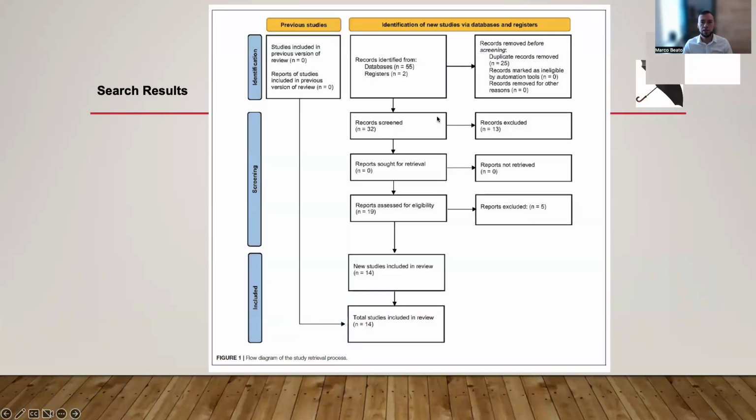In this figure, you can see the flow diagram of the meta-analysis retrieval process followed in this umbrella review. The initial search identified 55 meta-analyses, while 2 additional meta-analyses were found through a secondary search. Subsequently, 25 duplicate records were removed, and 13 meta-analyses were excluded based on their title or abstract. 19 meta-analyses were read in more detail, with the full text downloaded, and 14 meta-analyses were included in the umbrella review at the end of this process.